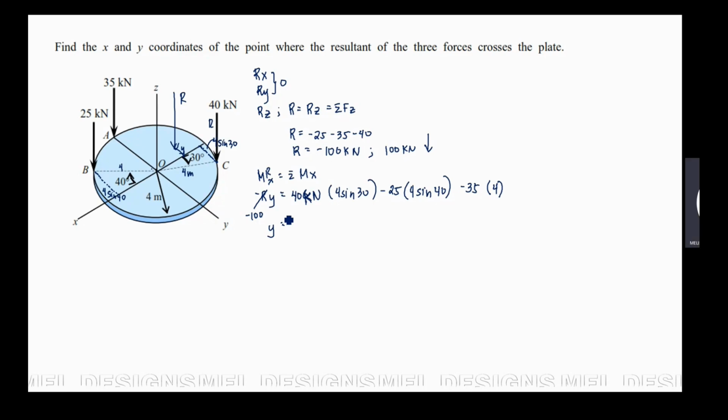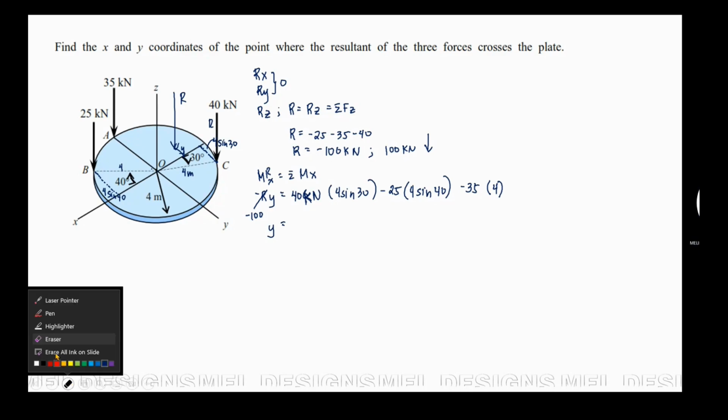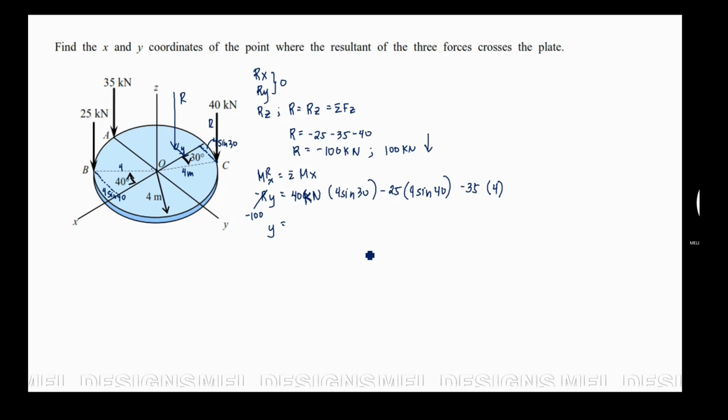Therefore, y is equal to positive 1.243 meters. Okay, so nakuha natin is positive y.